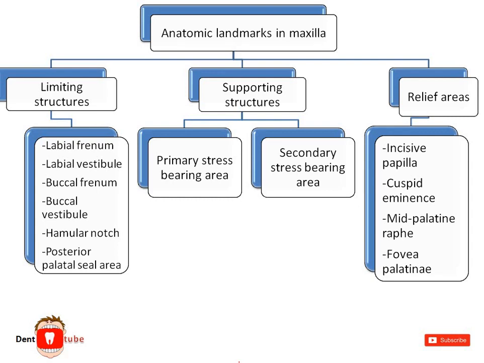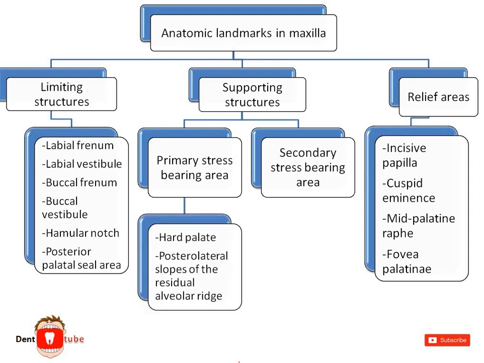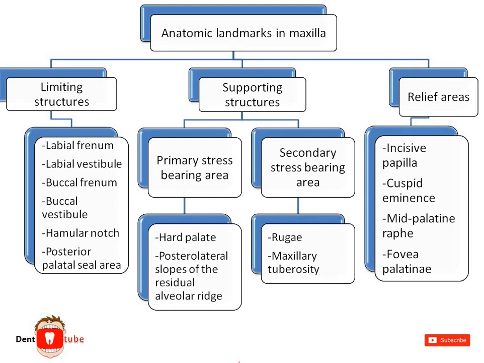Under primary stress-bearing area, we have hard palate, posterolateral slopes of the residual alveolar ridge, and under secondary stress-bearing area, we have rugae and maxillary tuberosity. That's all for the anatomic landmarks in the maxillary edentulous arch.